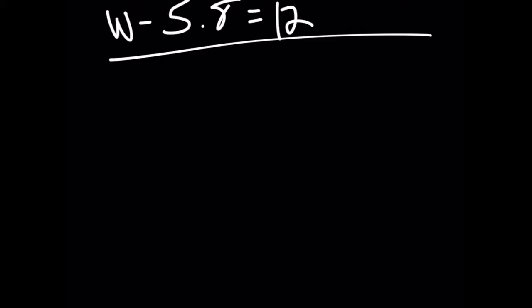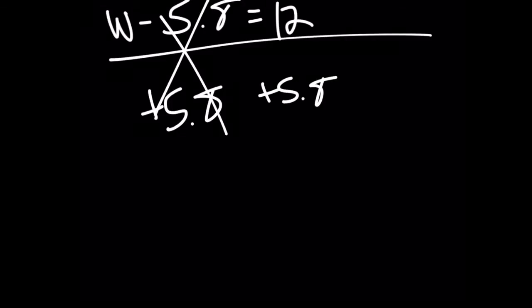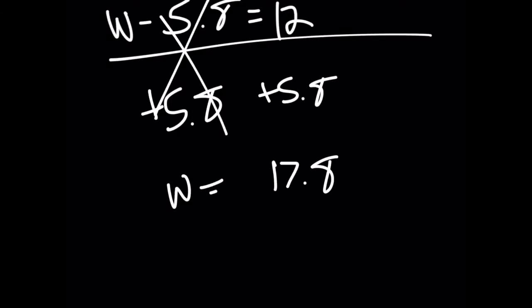So you have to do plus 5.8 on both sides of the problem. That cancels out, so you have to add 5.8. So your answer is 17.8. Well, W equals 17.8.